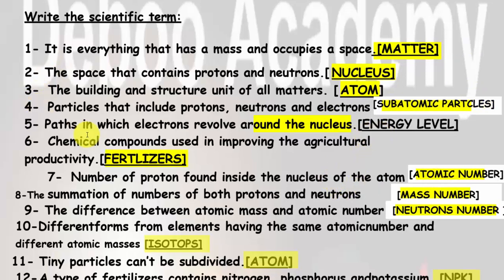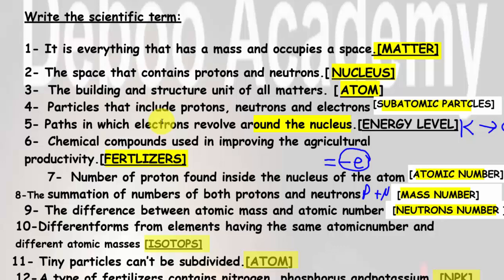Now let's move to number 5. The path of electrons revolving around the nucleus, we call it energy levels, which begin with K and end with Q. Chemical compounds used in improving agriculture productivity are called fertilizers. The number of protons found inside the nucleus, we call it atomic number, which is equal to the number of negative electrons. The summation of the number of both proton and neutron, we call it mass number. Protons plus neutrons, we call it mass number.